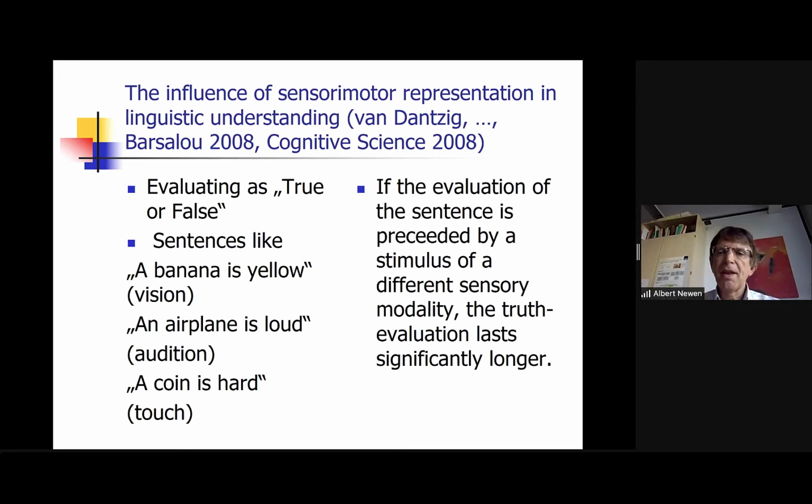And the observation is, if the evaluation of the sentence is preceded by such a stimulus of a different sensory modality, the truth evaluation lasts significantly longer. So this also nicely indicates that truth evaluation is influenced by sensory motor modalities that are incongruent with the content of the sentence, which I think nicely fits into the empiricist account.